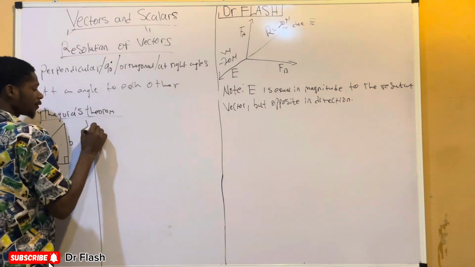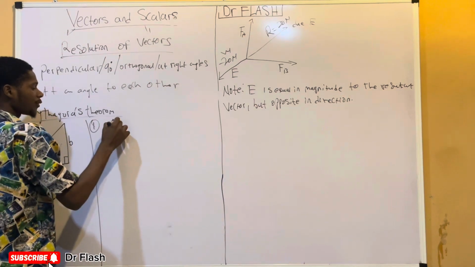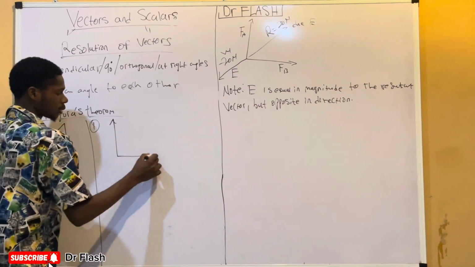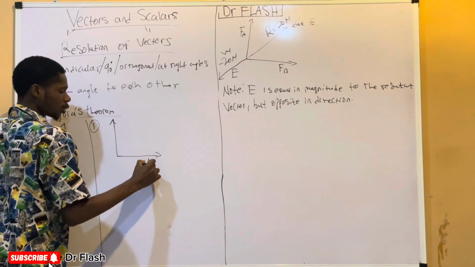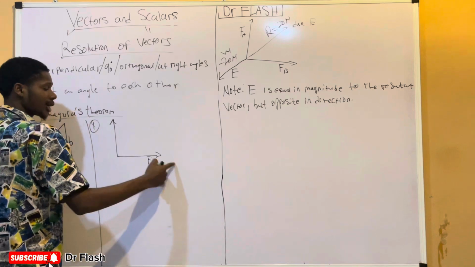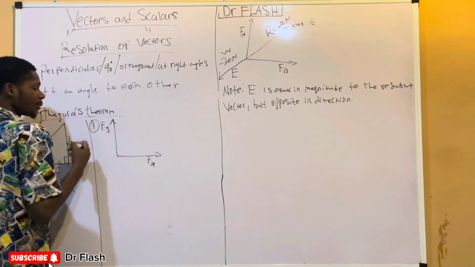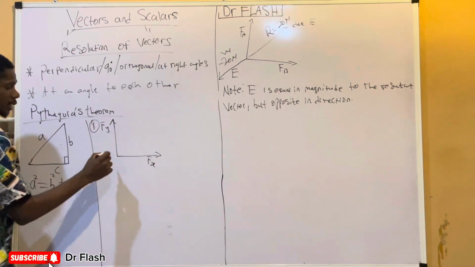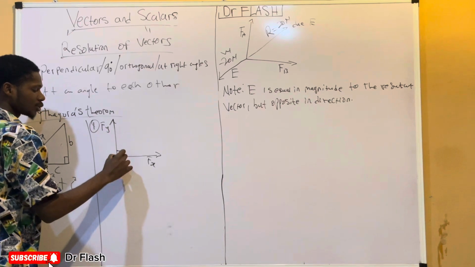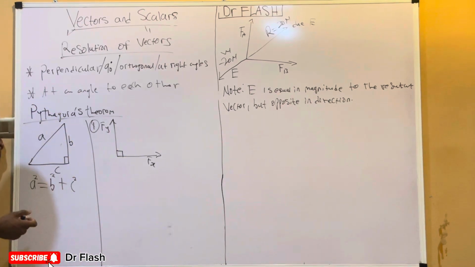So let's say we're having two vectors. I'm going to call this one F of x simply because it's on the horizontal axis. I'm going to call this one F of y simply because it's on the vertical axis. Now here is a proof that they are perpendicular to each other. This box simply means 90 degrees.